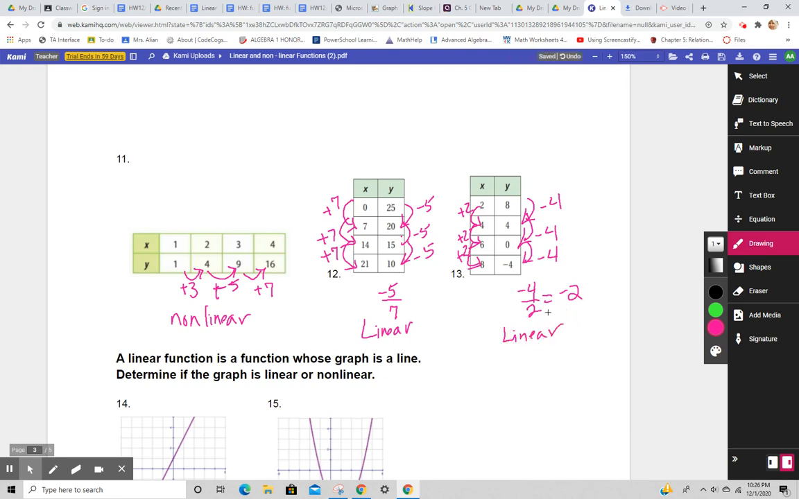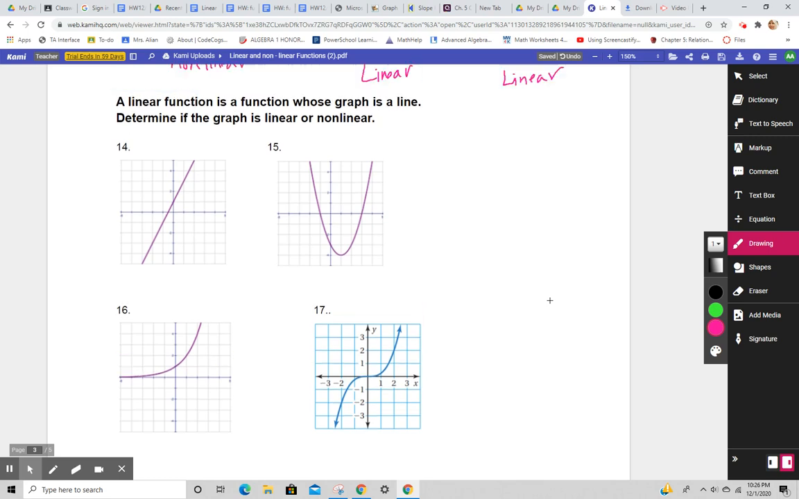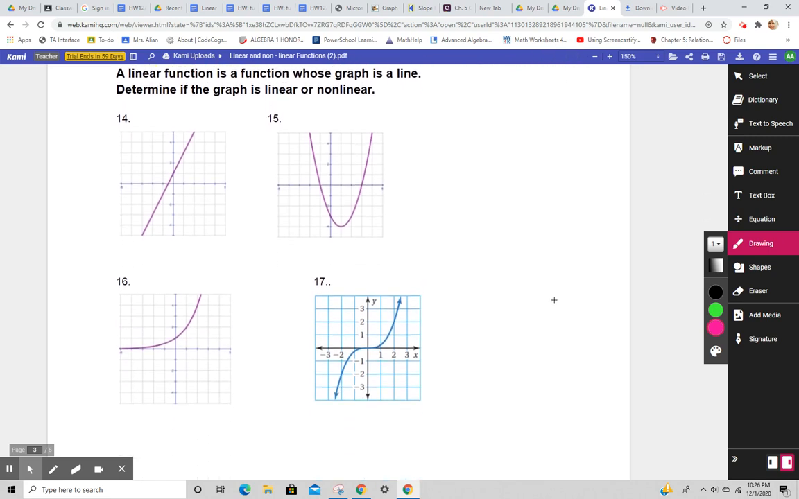All right, so that's how you determine if the function is linear or nonlinear, given a table. You look for the constant rate. Look to see if it has a constant rate or not. Now, what happens if you are given a graph? Well, look at the graph. If it's a straight line, it's linear. If it has a curve, it's nonlinear. So you see, this is a straight line. So this is linear. Okay, this is curved. So this is nonlinear.